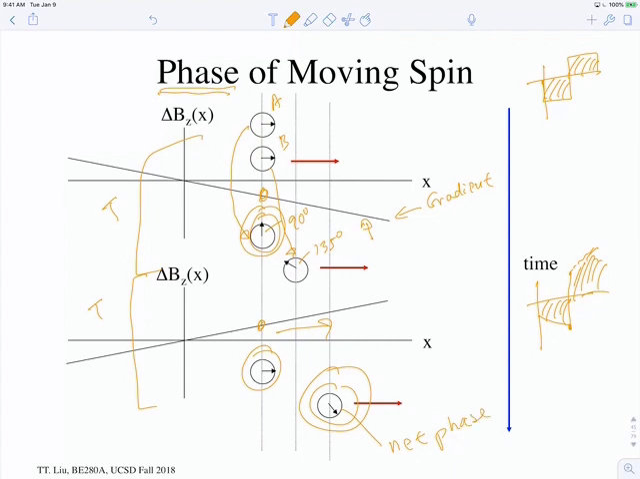Okay. And basically, it turns out that the net phase it accumulated is proportional to the velocity. Okay. So the amazing thing is that the phase of the spins tells you about how fast they're moving, if you apply these sorts of gradients. Okay.